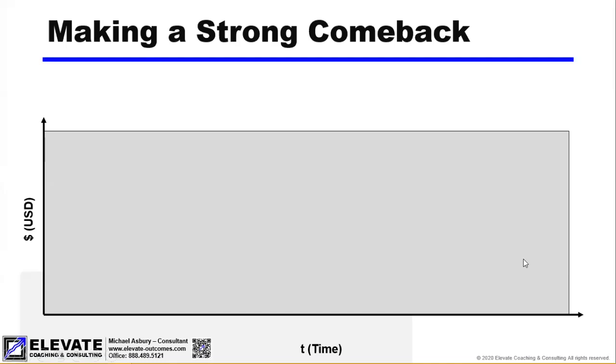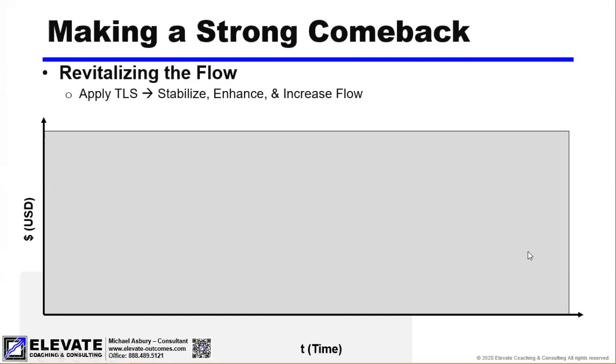So what we're talking about here is revitalizing the flow from the situation that we're in now by applying TLS to stabilize, enhance, and increase the flow through our organizations. In order to do that, we need to assess where we're at, plan what we need to do, and then execute it. So we need to know some information about the demand, what's driving it, what's inhibiting it, as well as the supply and our capacity.